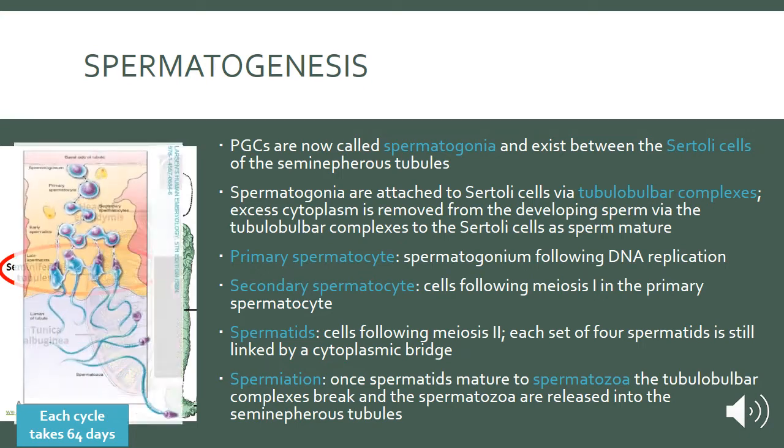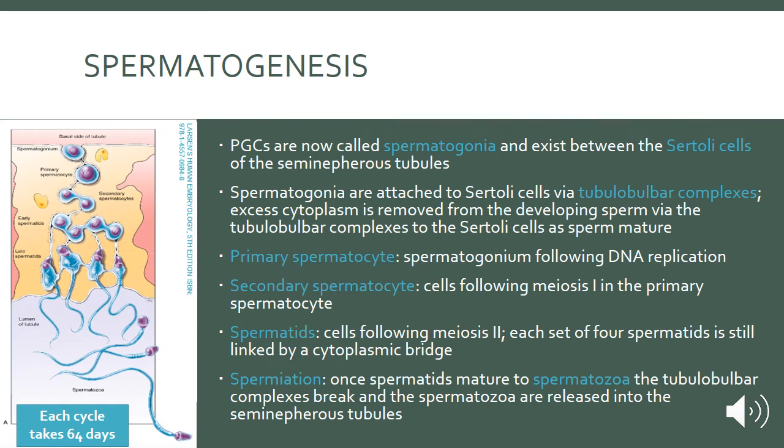Now at this stage, the spermatids are actually all joined, so the 4 spermatids from the one original spermatogonia are joined by cytoplasmic bridges. But at spermiation, they separate from one another, mature into spermatozoa, or sperm cells as we know them. They break apart from both each other and the Sertoli cells, and they're released into the seminiferous tubules.